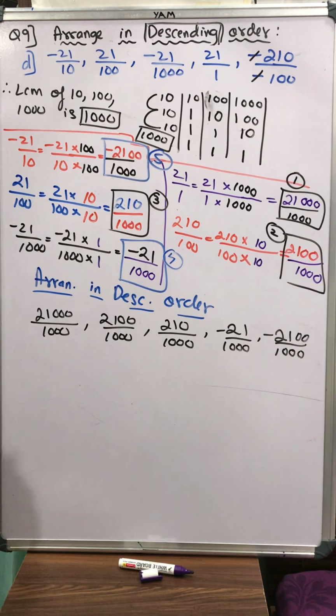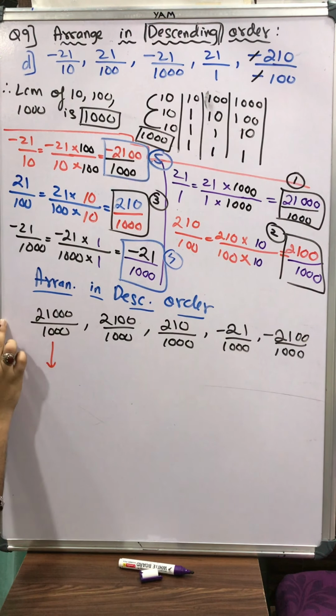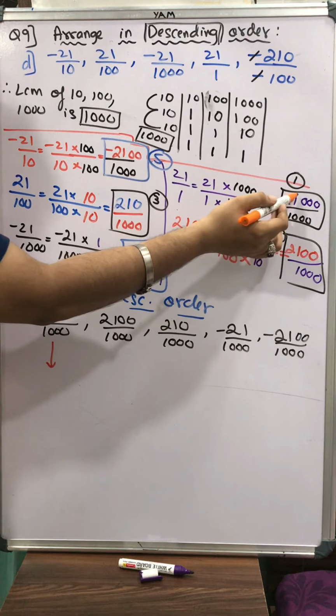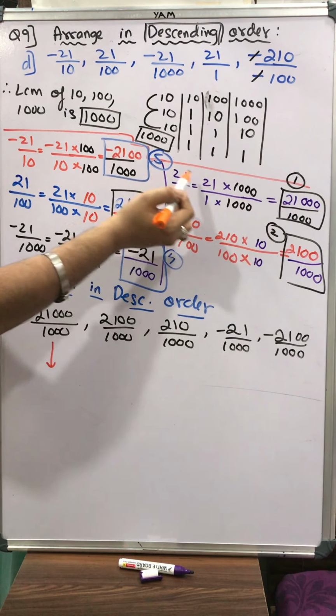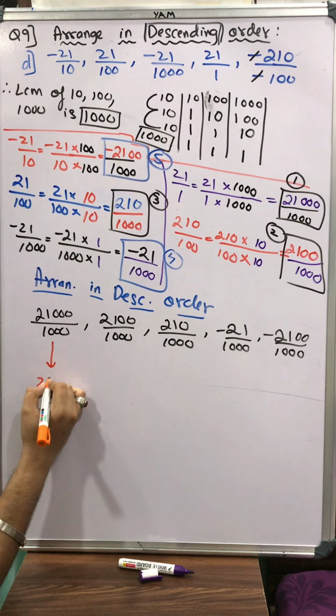Okay, now students, tell me, is this my final answer? No, they are not my final answer. We have to check from where we got this 21,000 upon 1,000. We have to convert it into its original form. So 21,000 upon 1,000, from where we got? See this, I got it from 21 upon 1, or even I can say just 21. Anything can be given in question. So I'll write here 21.